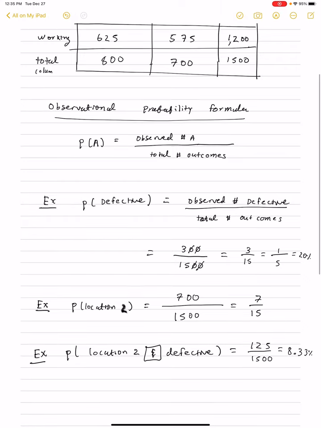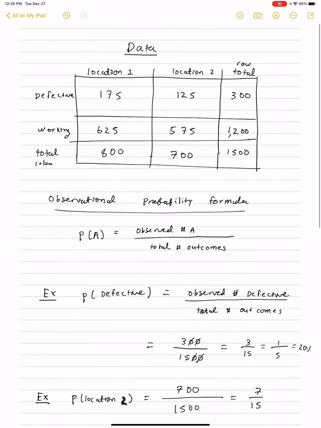Okay, so that was just a little bit of an illustration of this formula for observational probability.